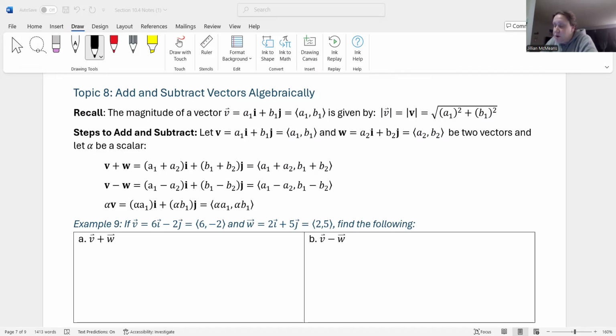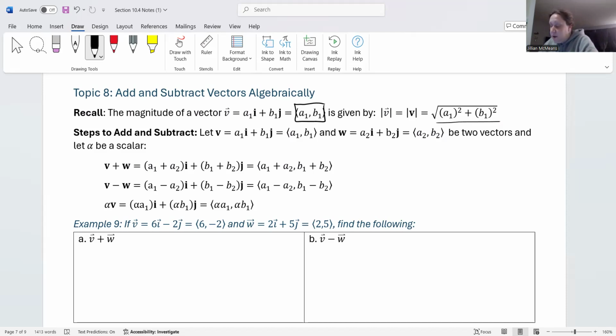So if you have vector v equals a sub 1 times vector i plus b sub 1 times vector j, that's going to be the position vector a sub 1, b sub 1, okay? And the magnitude of that, we just take the square root of the a component squared, which is the horizontal movement, and then we take the b component, which is the vertical movement, and we square that, okay? Now, not too bad at all, right? We've already found the magnitude of vectors in the previous video. We're going to do a little bit more of that in this one, but it's nothing too scary.